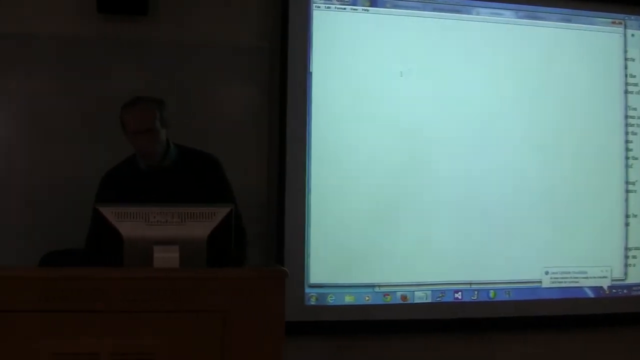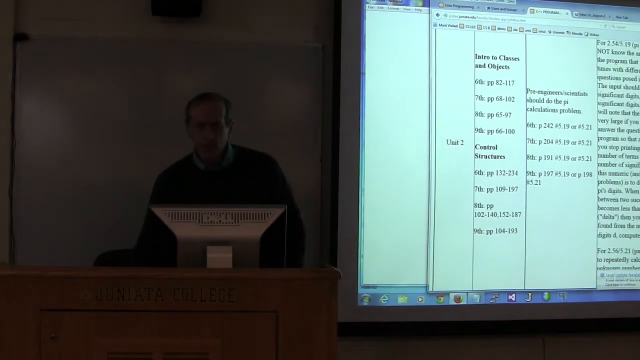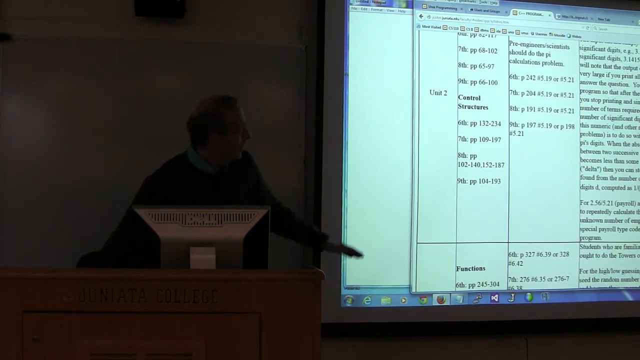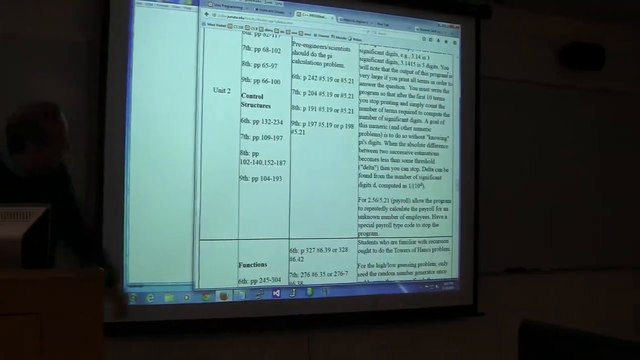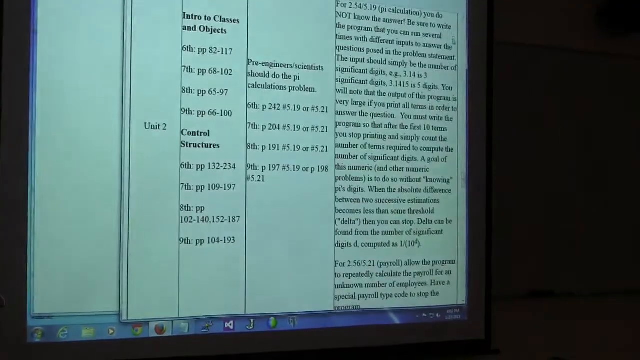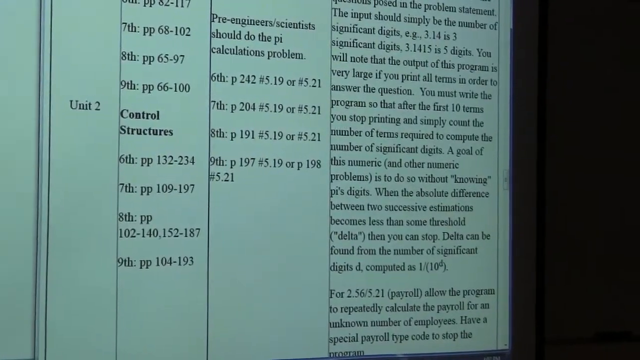Okay, so for pi, right, and I do have that in the payroll. Allow the program to repeatedly calculate the payroll for an unknown number of employees. Have a special payroll type code to stop the program.